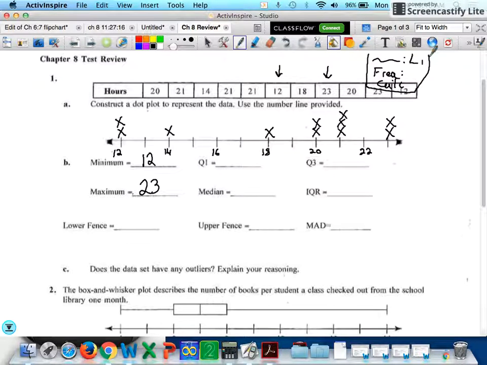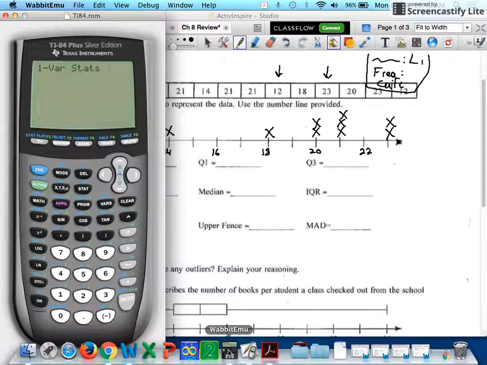Okay, you need to make sure yours says list 1. Mine looks a little bit differently. I actually have to call up the list here. So I want my 1 variable statistics on list 1 and press enter. Now, yours will pull up this same exact information. We need the 5-number summary, which is right here. Min, Q1, median, Q3, and max.